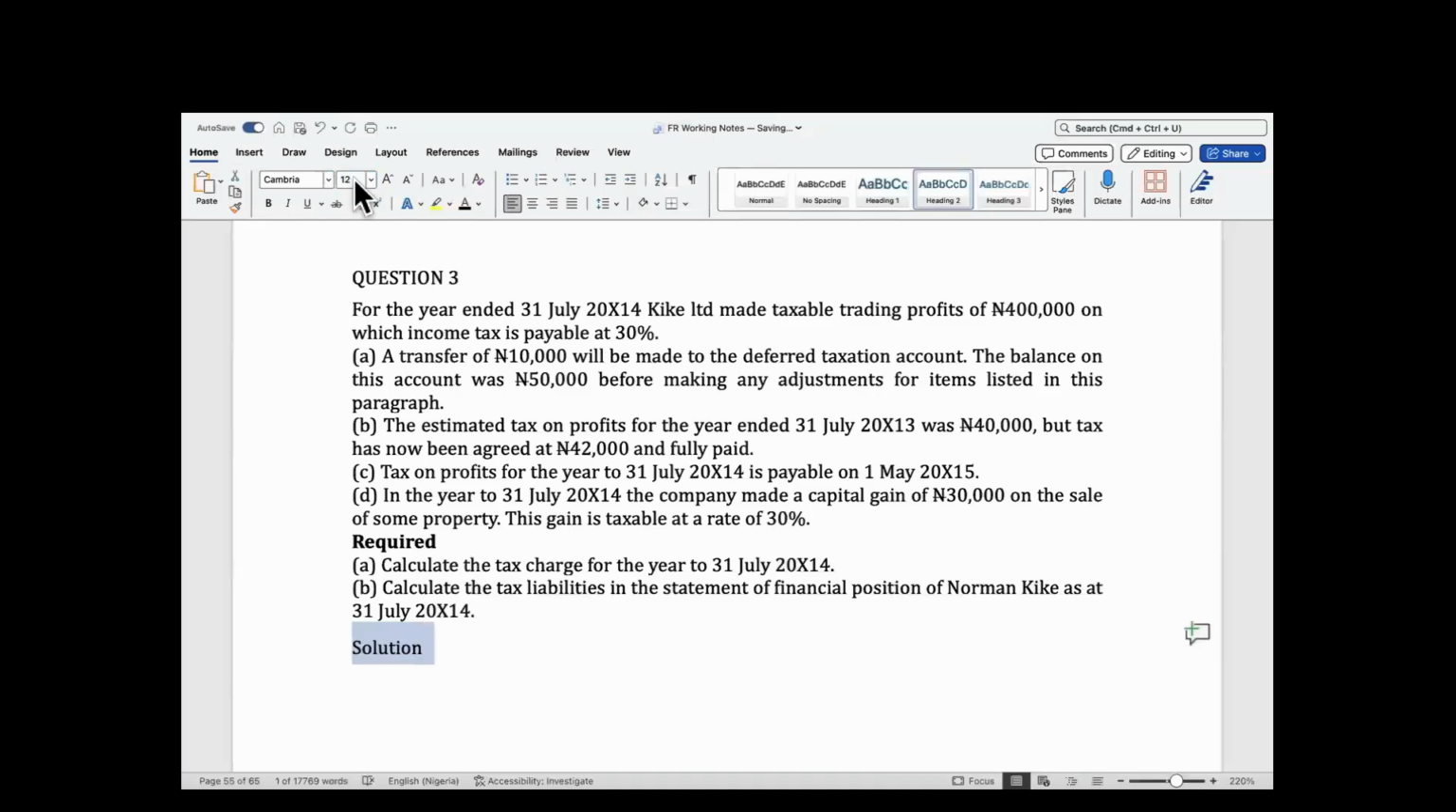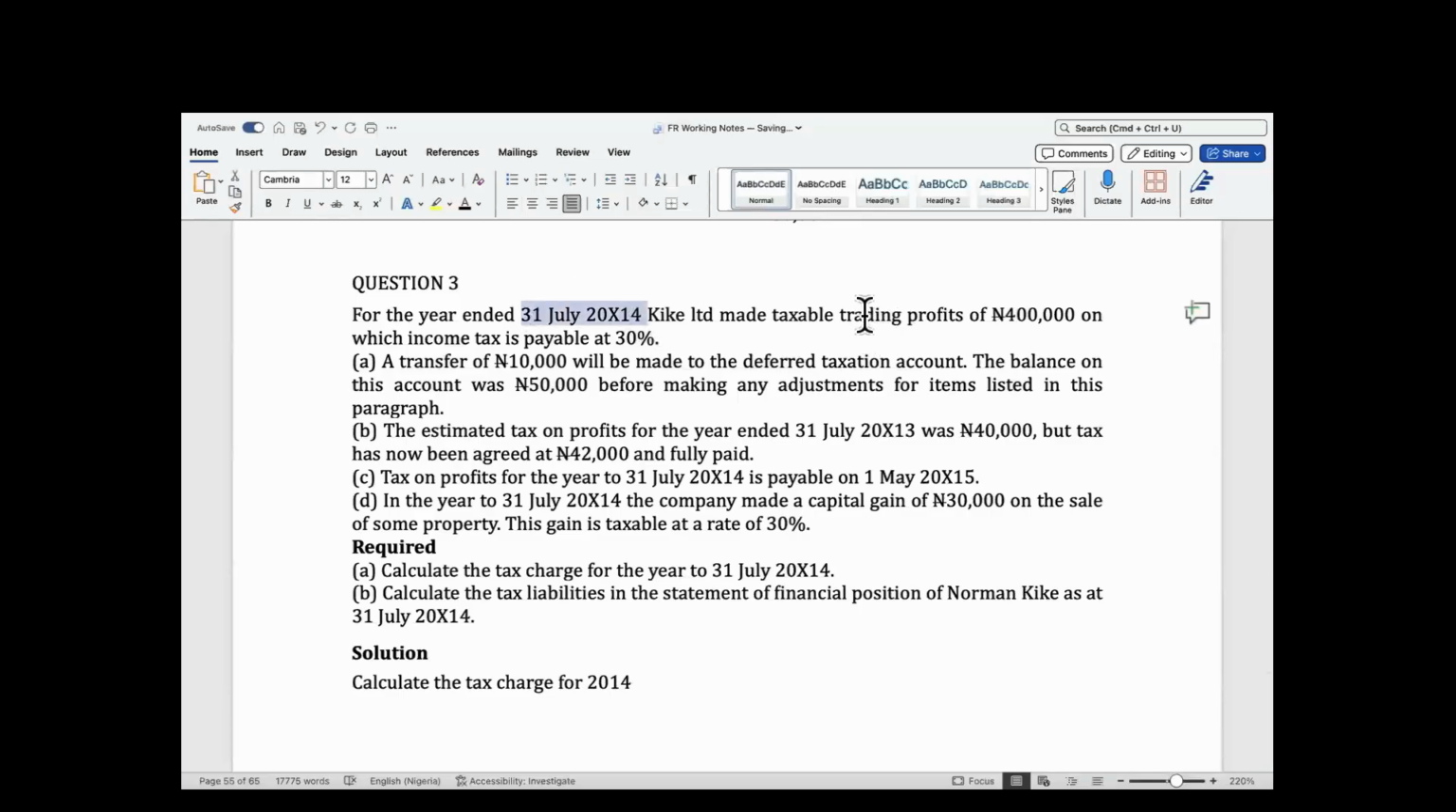So we're talking about how we should calculate the tax charge for 2014 and also the tax liabilities that go to the statement of financial position. Similar to what we have been doing, this is 2014. Our taxable profit is this. Our income tax rate is 30%. And a transfer of 10,000 will be made to deferred tax accounts.